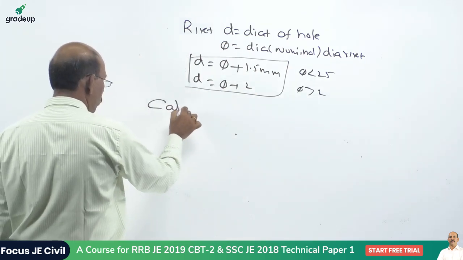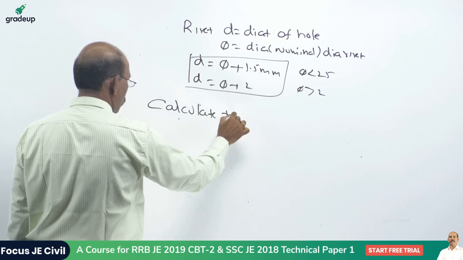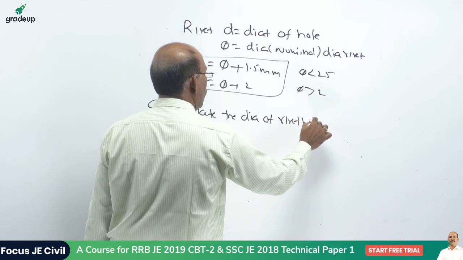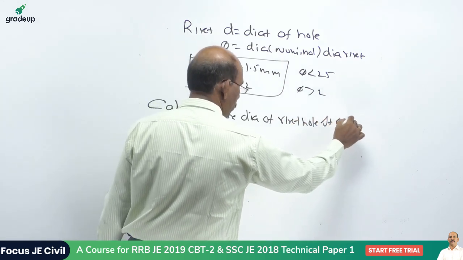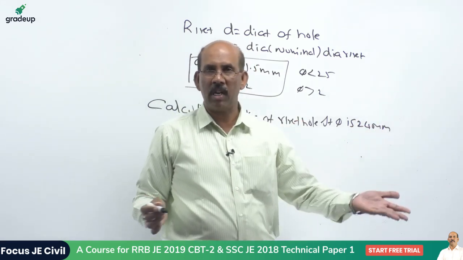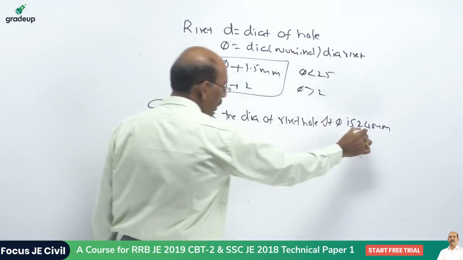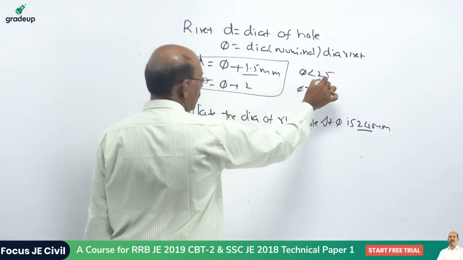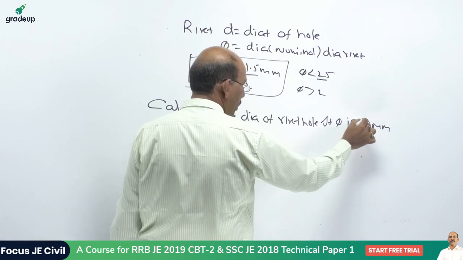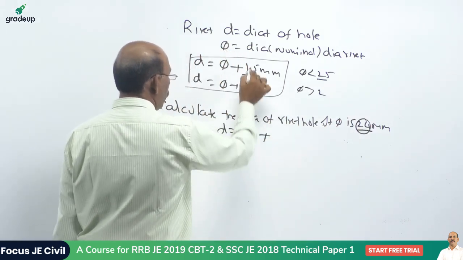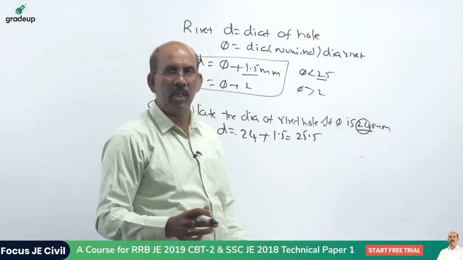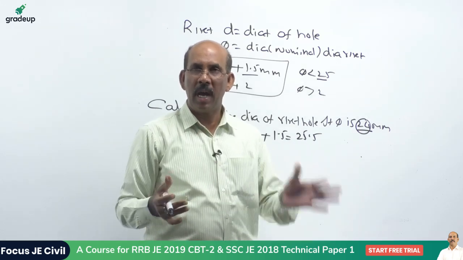So calculate the diameter of the rivet hole if phi is 24 millimeters. It is very clear from the rule: the diameter is 24 millimeters, which is less than 25, so D is equal to phi plus 1.5, that is 24 plus 1.5, which is nothing but 25.5 millimeters. So this is one simple question on the diameter calculation.